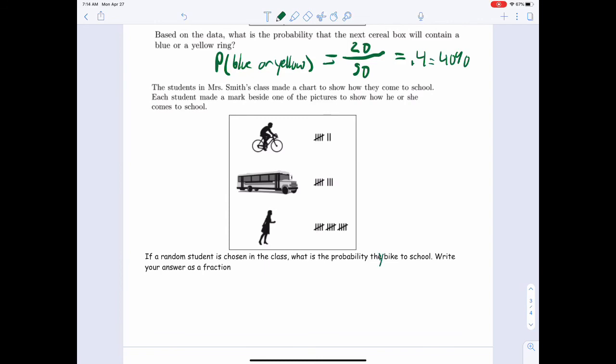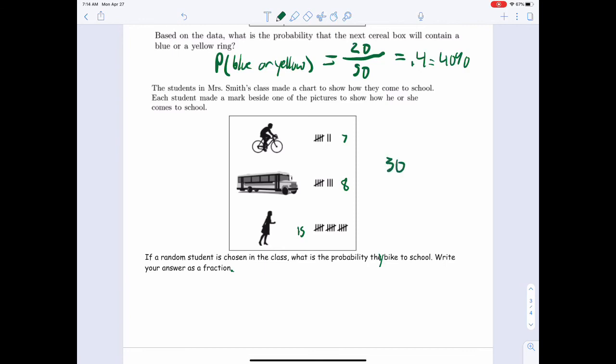There should be a "they" there. They bike to school. Write your answer as a fraction. So let's see how many people there actually are. 7 bikers, 8 bussers, and 15 walkers. So there are a total of 30 students. And how many bike? 7. So it's going to be 7 out of 30.